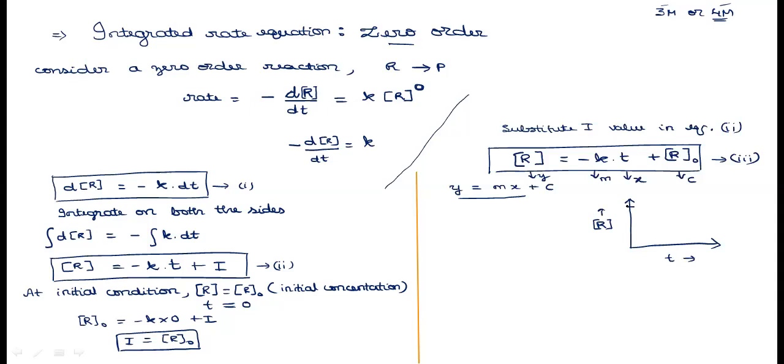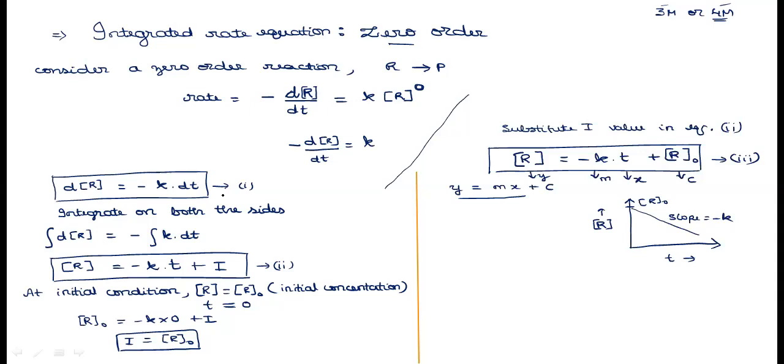Now, the intercept of the line is R naught, the initial concentration. The slope is negative, a decreasing slope. So the slope will be minus k; negative indicates it is a decreasing slope. So this is the graphical form.